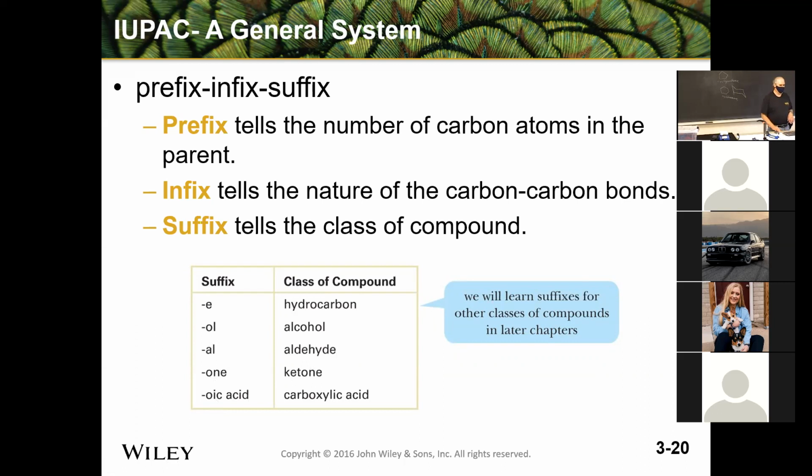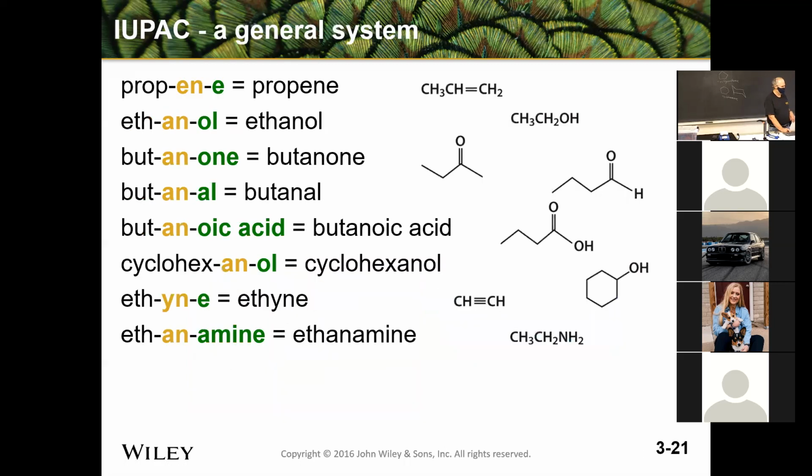So if we have ethane, that's the alkane. We replace one of the hydrogens with an OH, then we have ethanol. I'm going to skip over this because we'll come to each one of those in the corresponding chapter.